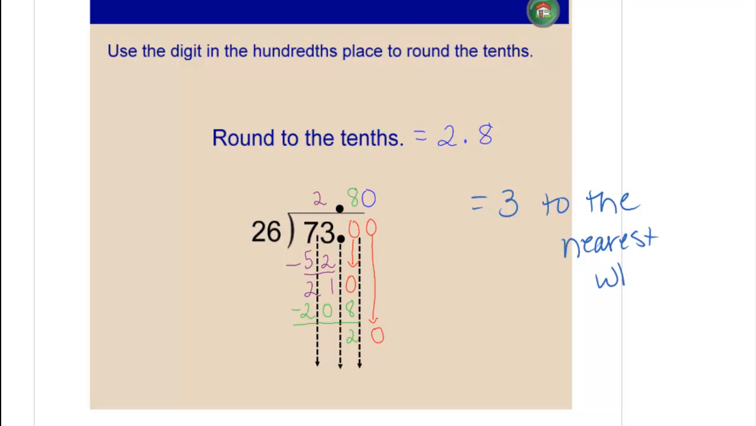You would have only divided one place value after the decimal. In other words, you would have only divided until you figured out what would go into the tenths place. And since it's an 8, the number in the ones place would round up to a 3 if you were asked to round to the nearest whole.